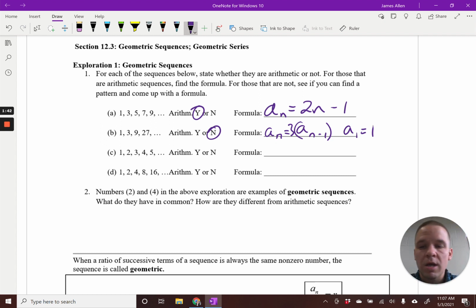That's fine. The next one, I've got 1, 2, 3, 4. I'm always going up by 1. Yeah, that's arithmetic. So a sub n is just equal to literally just n. Cool. It's just the term number.